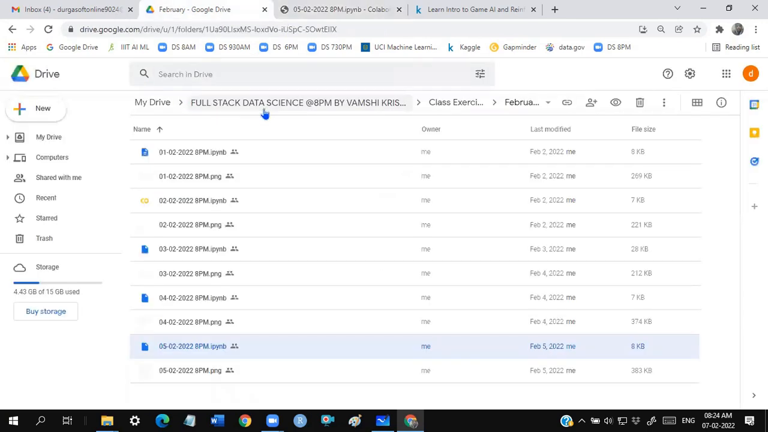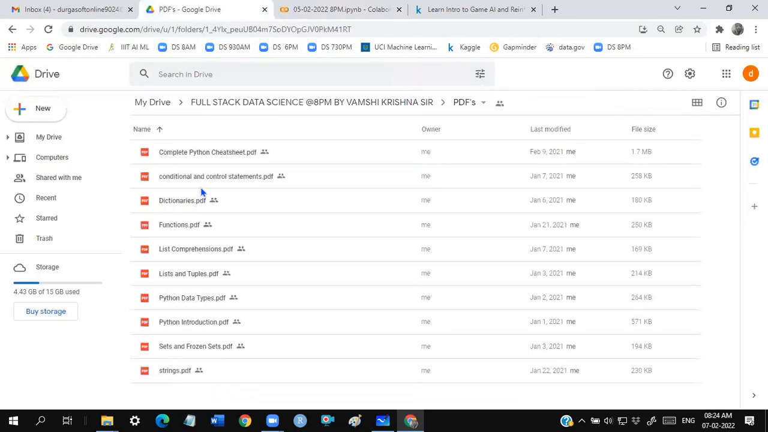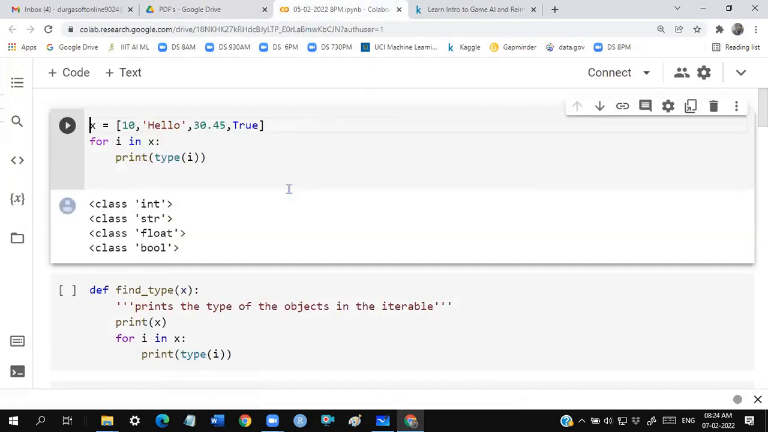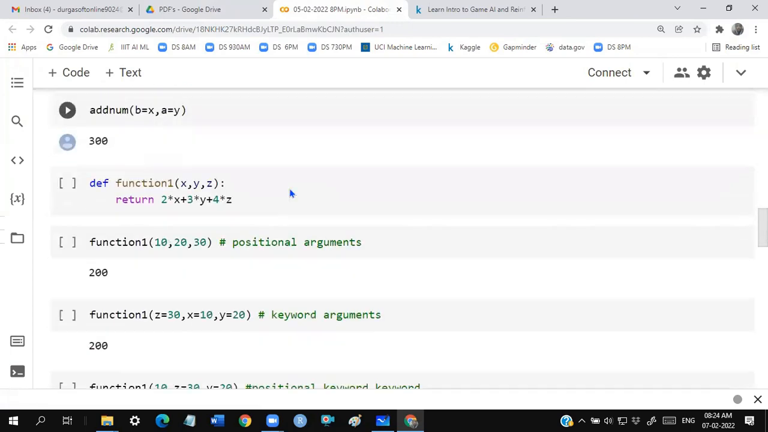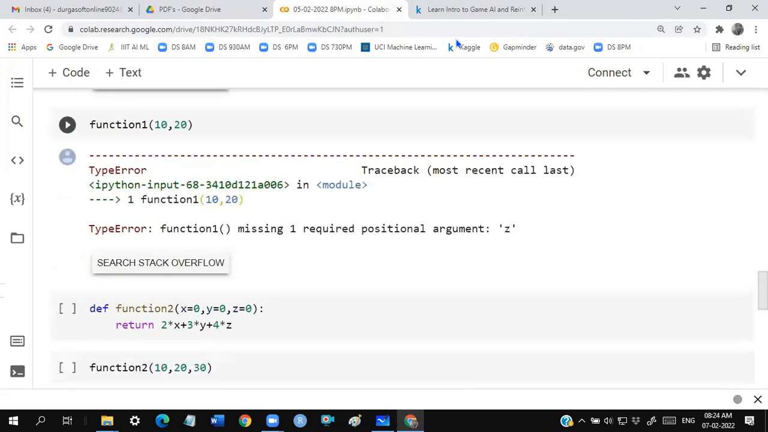Every day-to-day class notes will be given to you. Along with the PNG files, we will also be getting the PDF files, every day-to-day PDFs also. This is the code that I wrote in the last class. The code will be given to you, everything, code for reference, you can access them.